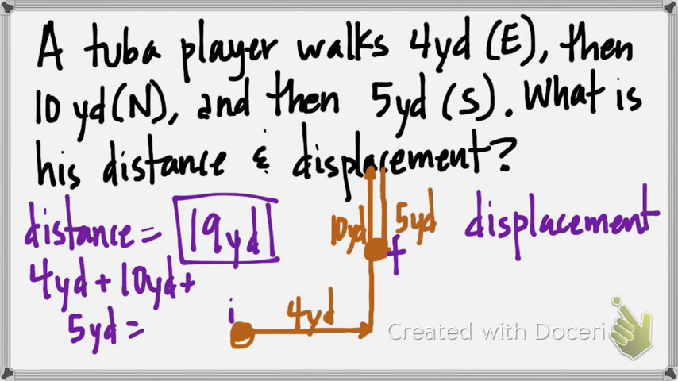With displacement, you're going to have to find this distance right here. You're going to have to find your hypotenuse, which means that you're going to have to attach some numbers to the sides of that triangle. Now we know that the bottom side of the triangle is 4 yards, but the right side, or the y component of that triangle, is not 10 yards. They went 10 yards north and they came back down 5 yards, so that means that the y component is now going to be 5 yards.